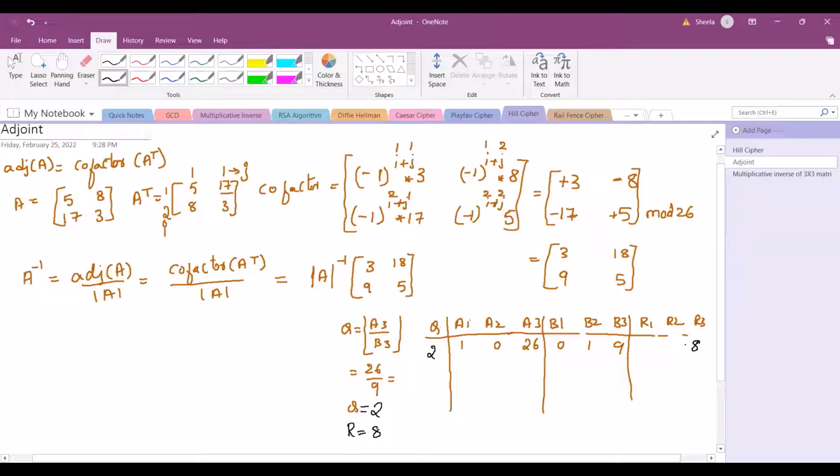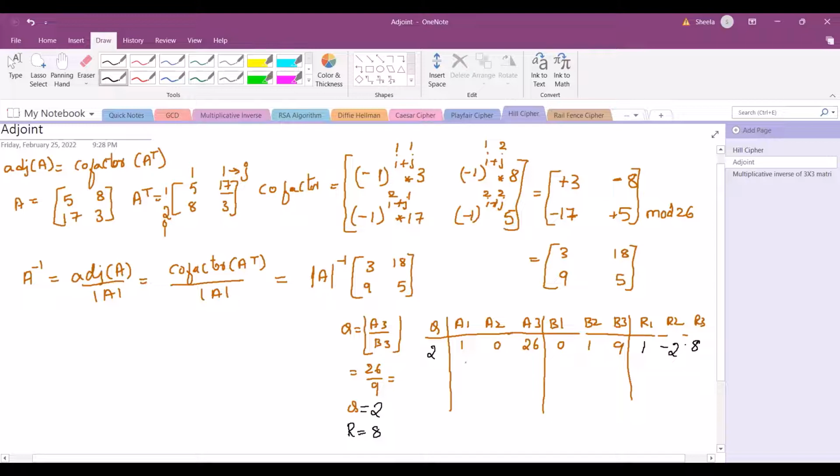Now we have to find the remainders R1 and R2. R1 is nothing but A1 minus B1 into Q. A1 is 1 and B1 is 0, so R1 is 1. R2 is nothing but A2 minus B2 into Q. Here B2 is 1 and A2 is 0, so we get the value minus 2. And now since the remainder is not equal to 1, we have to repeat the process.